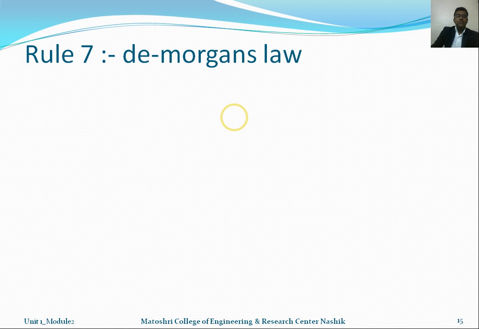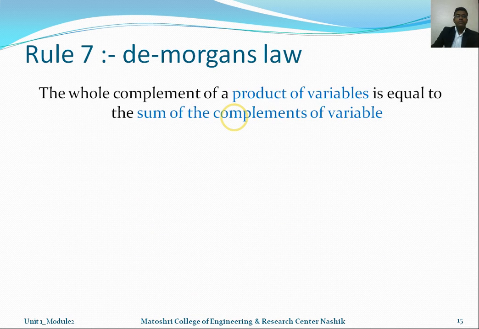Now the last and very important rules, De Morgan's law. It's very important, as well as a very simple law from an exam point of view. So De Morgan's law, its statement is: the whole complement of the product of variables is equal to the sum of complements of variables. So irrespective of the statement, we have to see examples directly. The whole complement means AB is given a whole complement.